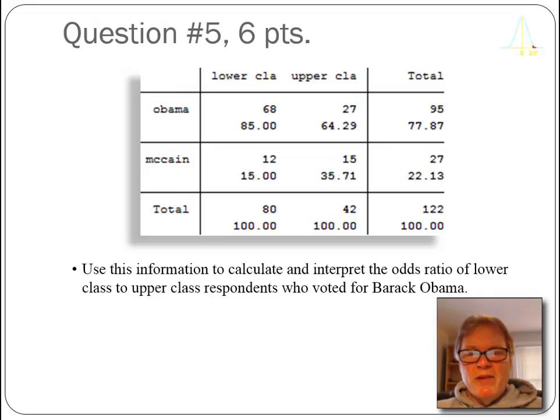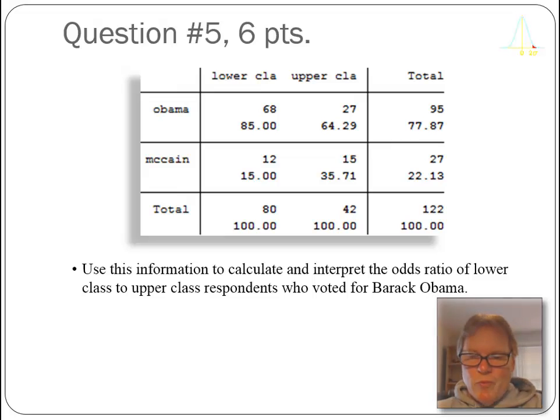Question 5 is related to question number 4. And this is asking you to calculate and interpret an odds ratio. Now, in question 4, we couldn't calculate an odds ratio because we only had one odds, that is the overall odds of voting for Barack Obama. But now I've taken this notion of whether you voted for Obama or McCain and divided it up across our lower and upper class groups. We can now compare across our independent variable the odds ratio of lower class to upper class voting for Obama.